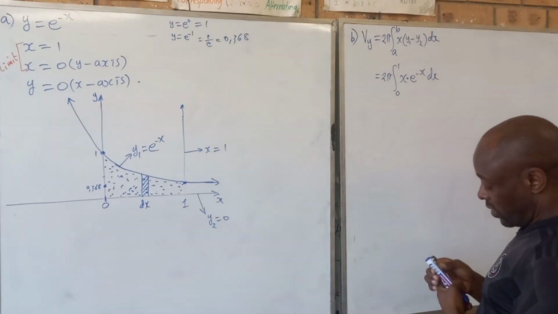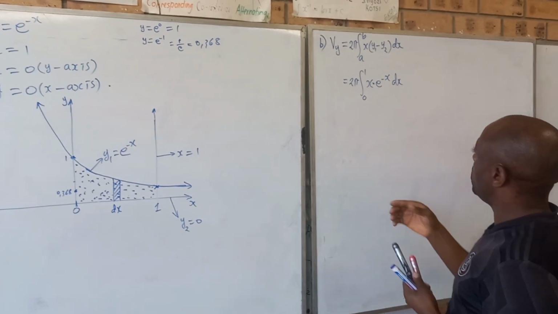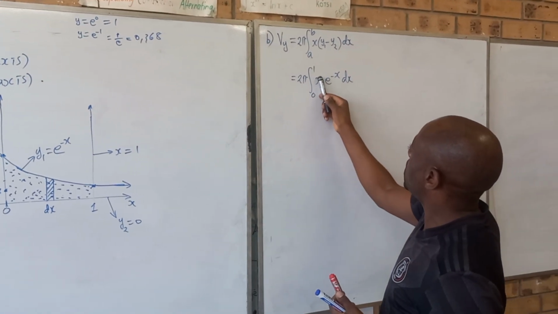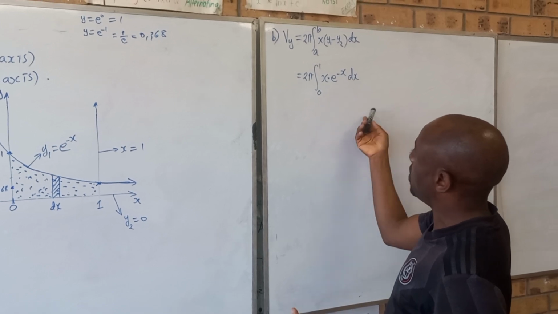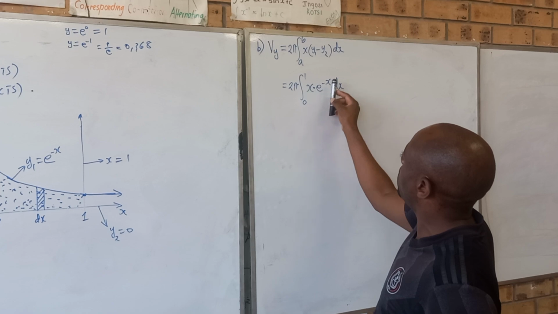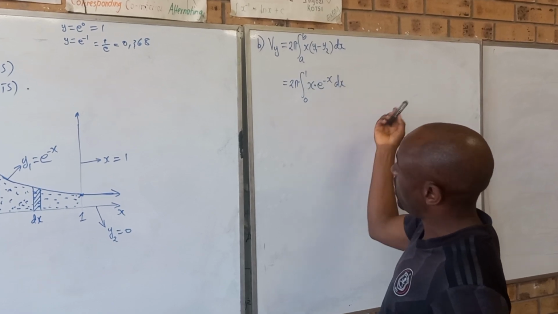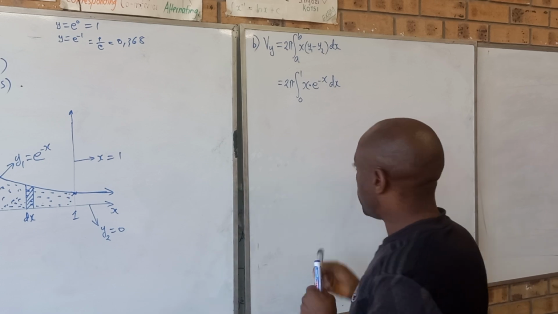Whenever you're integrating a product, it's either use substitution or by part. To know the right one, you try to differentiate one function and see if you get the other. If that works, then it's use substitution. If it doesn't, it's by part. If I differentiate e, I'll never get x. Even if I differentiate the exponent, I'll never get x. If I differentiate x, I'll never get e to the power negative x. So this is by part.